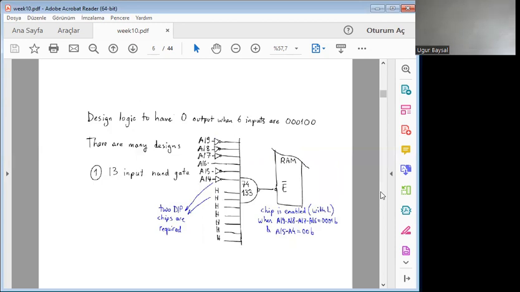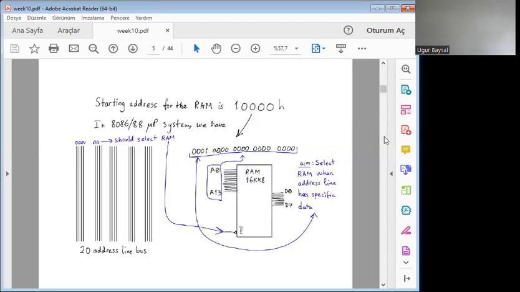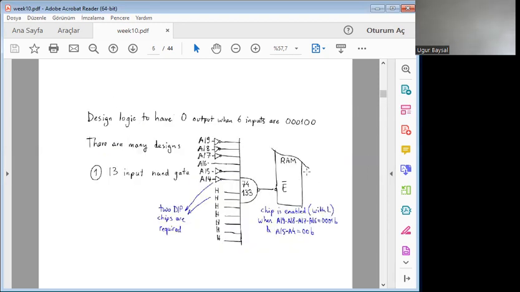So enabling the RAM is basically a process of setting the active low enable output to 0 state when a certain combination of address pins starting from A19 and finishing at A14 comes. We want to have 0001, sorry, 0001 for the first nibble and 00. So we have actually 6 digital inputs to enable RAM.